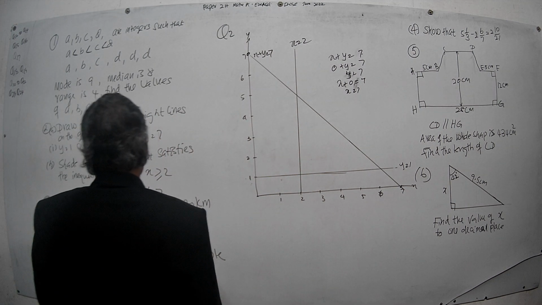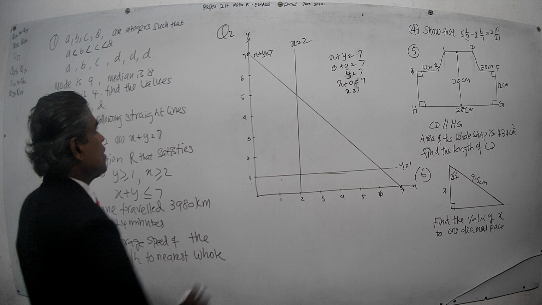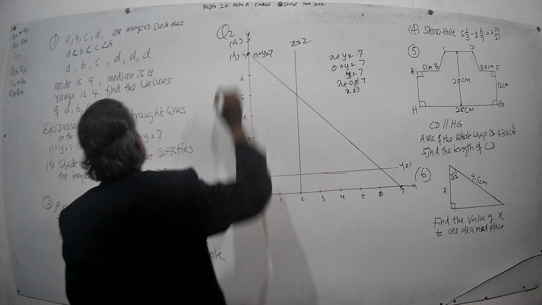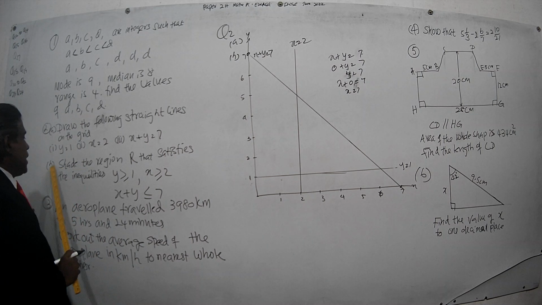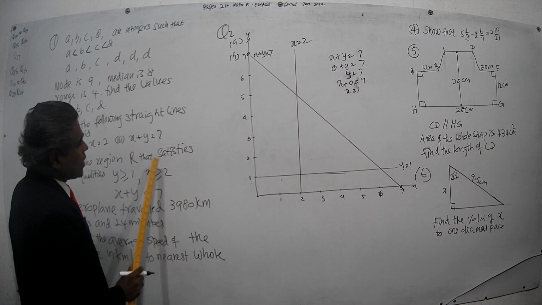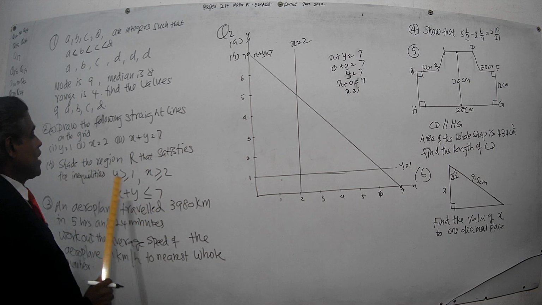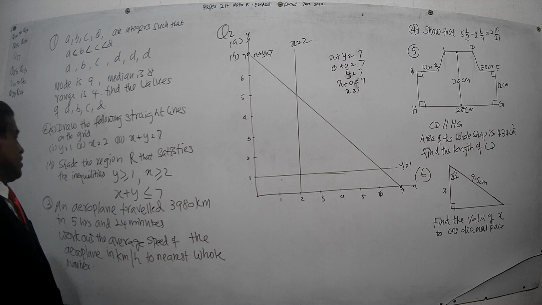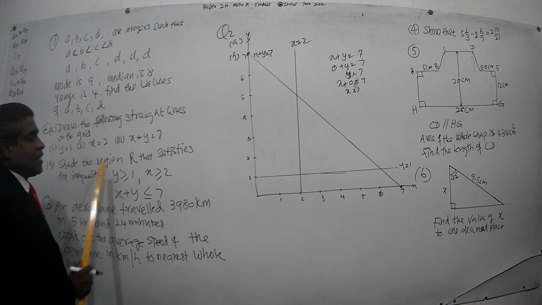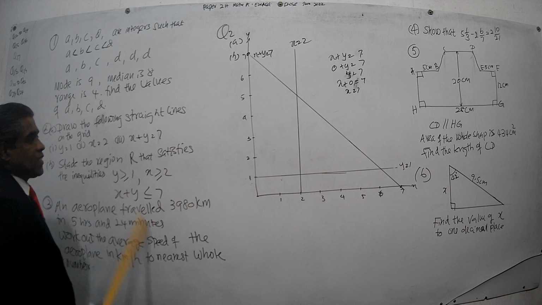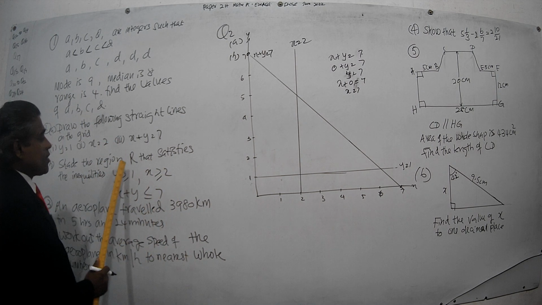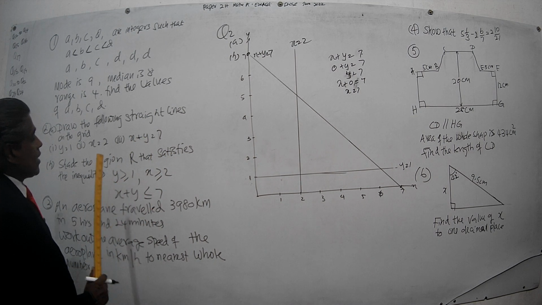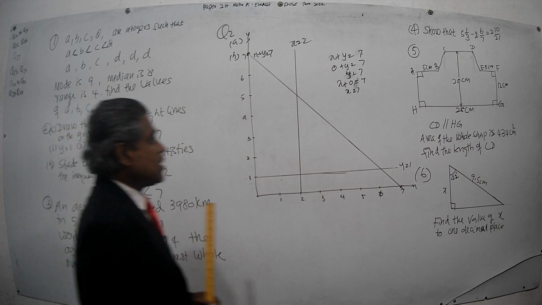Okay, now what do we have to do? Now they say that is the first part. First part A and part B both on the same diagram we have to do, right? Then we shade the region R that satisfies the inequalities y greater than or equal to 1, x greater than or equal to 1, x plus y less than or equal to 7. There is a region called R, and that region R satisfies these inequalities. What are the inequalities? These are the inequalities.